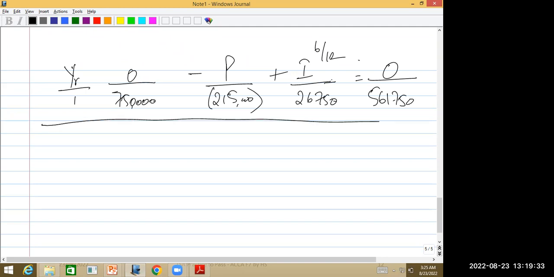Then for the second year, obligation at start is 561,750. Then there will be no payment for the first 6 months of the second year. Then the interest will be charged, and this is my obligation at end.